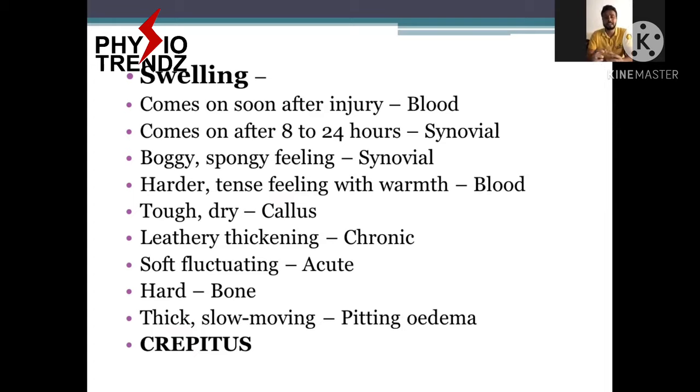If it is tough and dry, it can be because of callus formation. Then if it is leathery thickening, then it can be because of a chronic condition, if it is still present after more than 3 or 4 months. It becomes a tough, dry, leathery thickening. Then soft, fluctuating, then it is because of an acute condition. If it is hard, extra bone formation can be present. Then thick, slow moving, it can be pitting edema. So these are the types of swelling that we can observe and palpate in the patient.